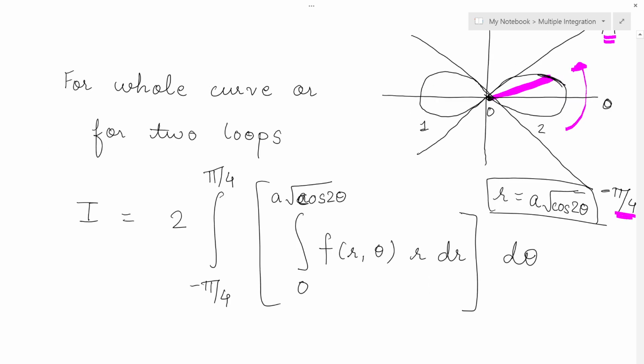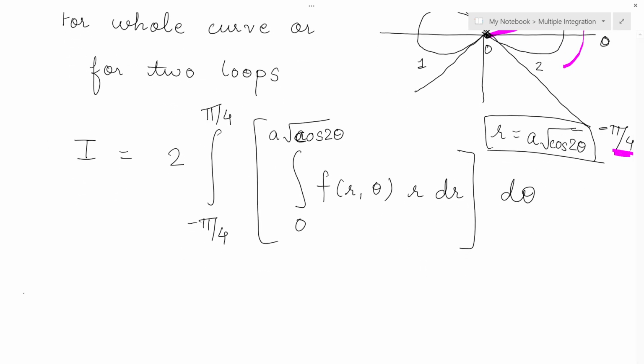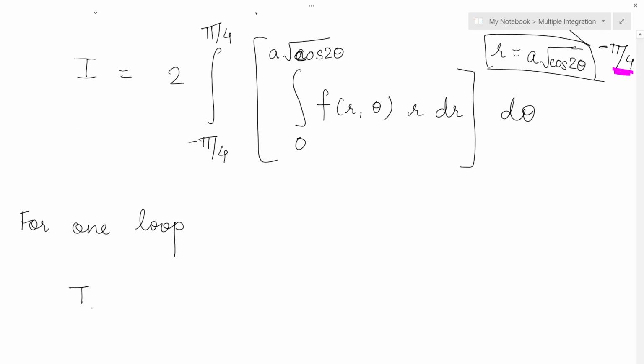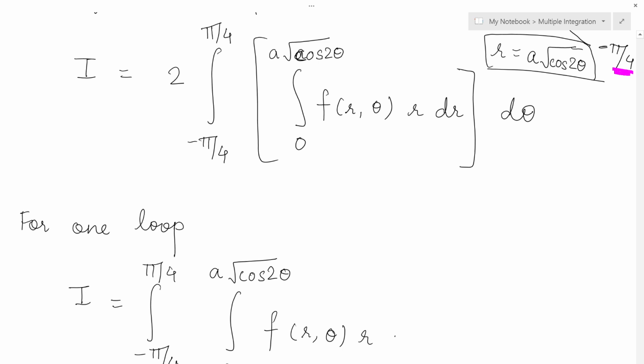So if only one loop is asked, then what will be the integration? So for one loop, the integration I is minus pi by 4 to pi by 4 and 0 to the same limits, only you won't multiply by 2 because only one loop is asked. Okay, is this clear? So these are the limits for Bernoulli's lemniscate.